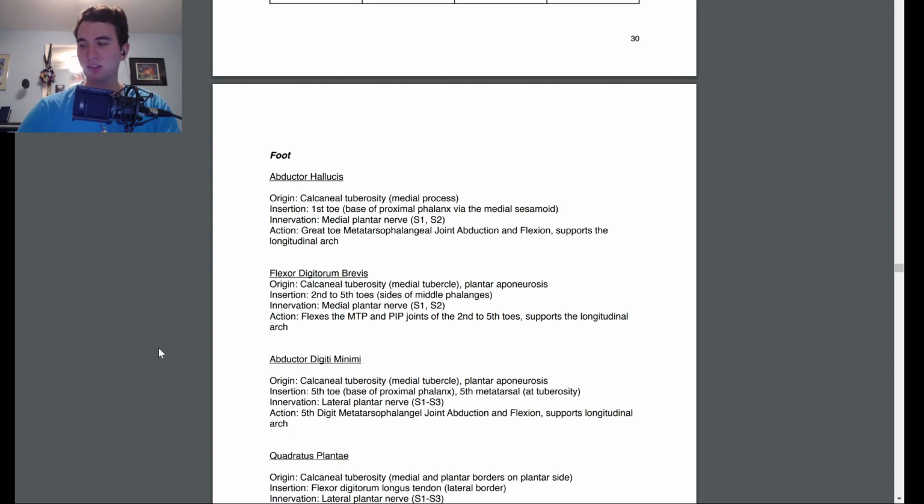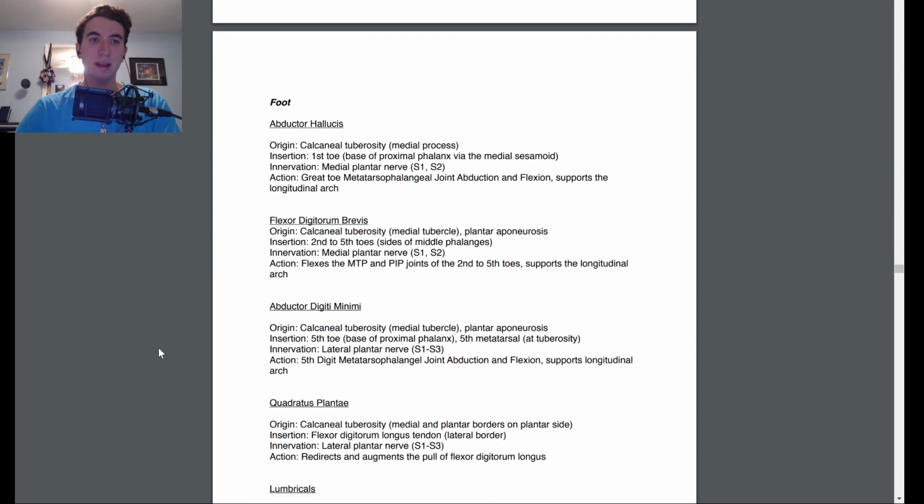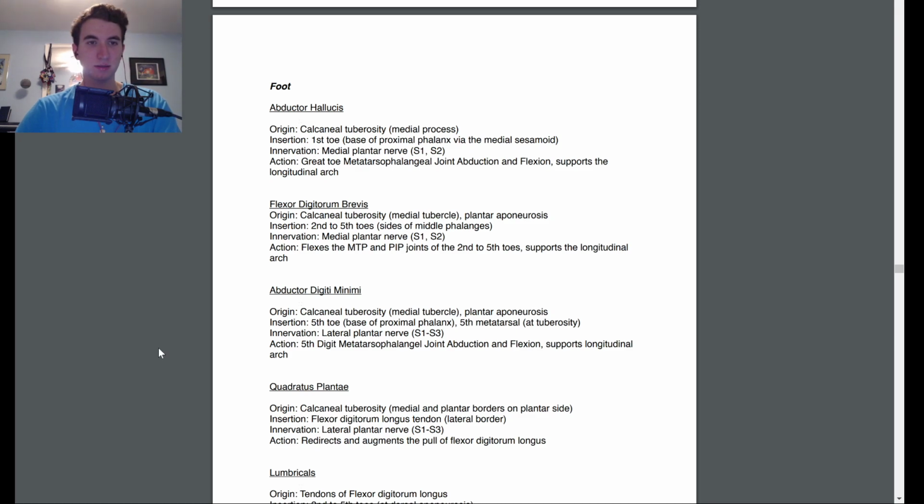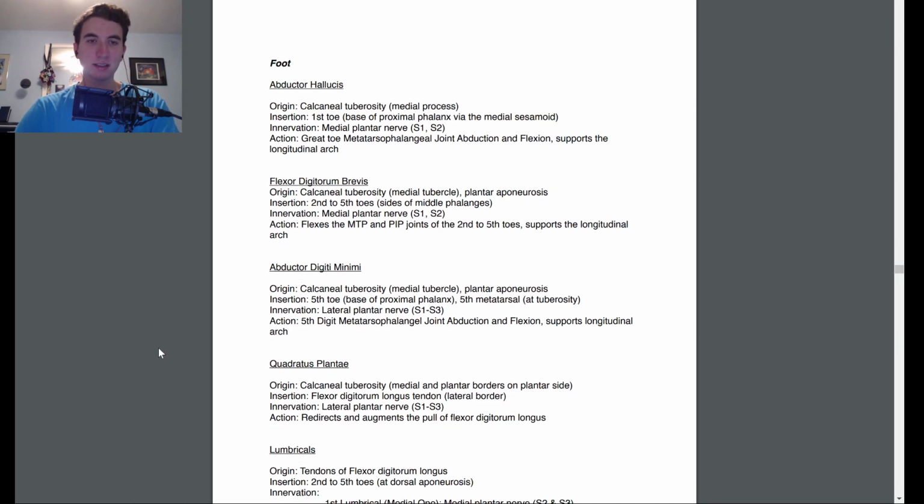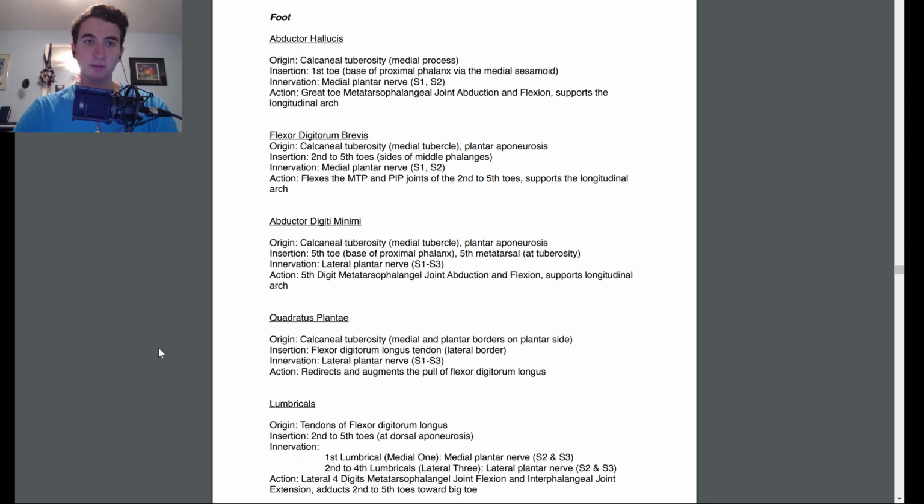So, now on to the muscles of the foot. We have the abductor hallucis, which originates at the calcaneal tuberosity, the medial process. It inserts at the first toe, the base of the proximal phalanx via the medial sesamoid. Innervation is caused by the medial plantar nerve coming from S1 and S2. And the actions are great toe metatarsal phalangeal joint abduction and flexion, and it supports the longitudinal arch.